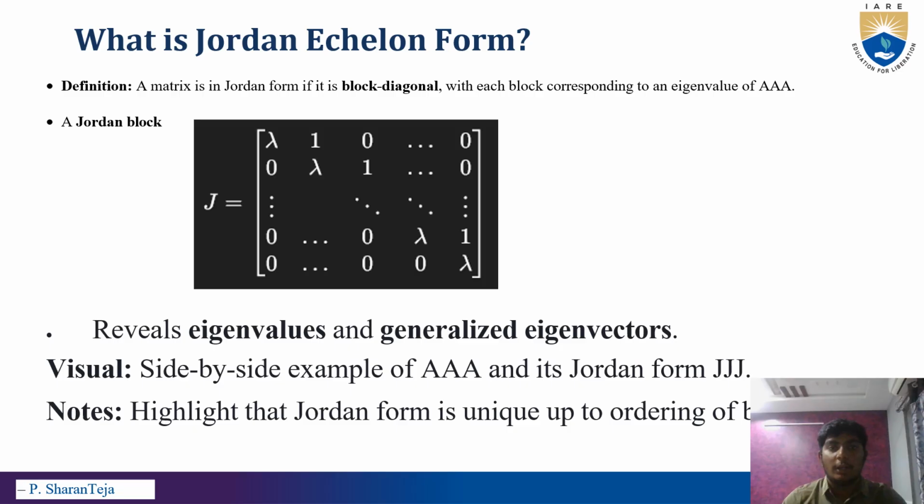What is Jordan echelon form? The Jordan echelon form is also called Jordan canonical form. It is a special kind of matrix form that organizes a matrix into simpler blocks.